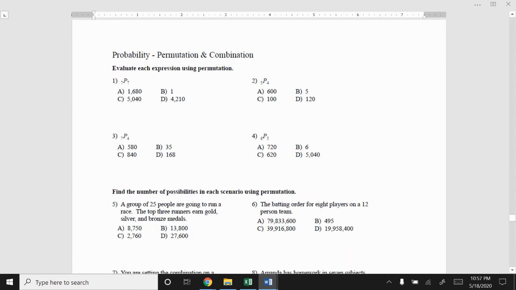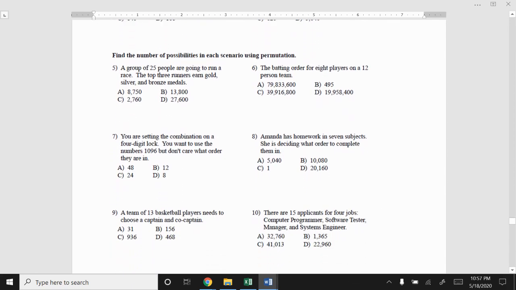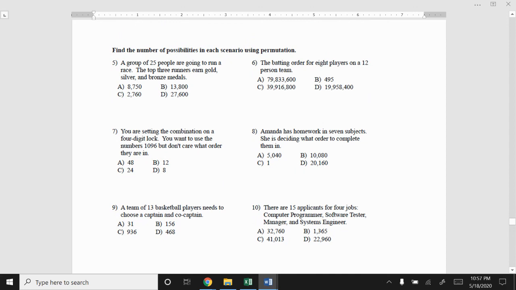So first we have these in our symbol notation. So we have 7P7. This is written in nPr. So your n is 7 and your r is also 7. Down in the word problems, you will have to figure out which number is n, which one is r. So in number 5, a group of 25 people are going to run a race. The top 3 runners earn gold, silver, and bronze. Your n would be 25, and your r would be 3. And you would type that into your calculator.